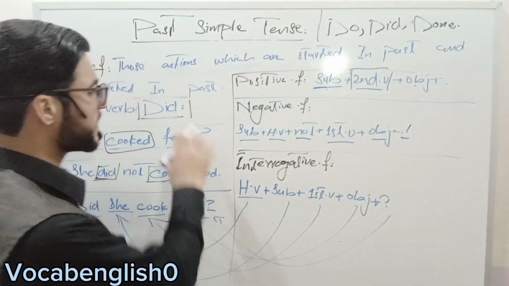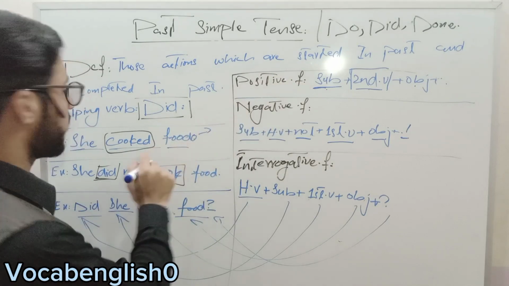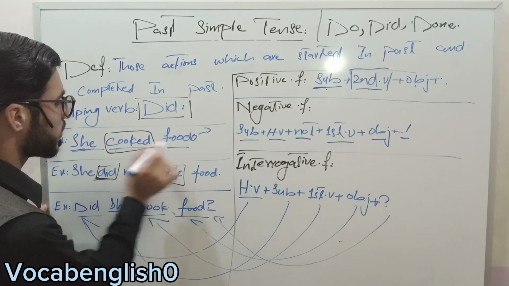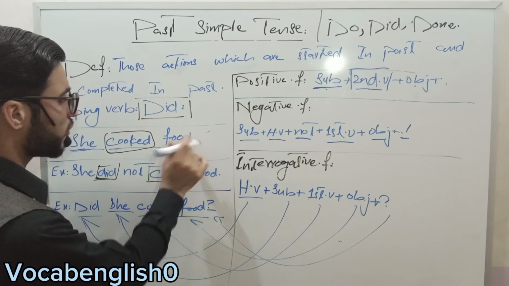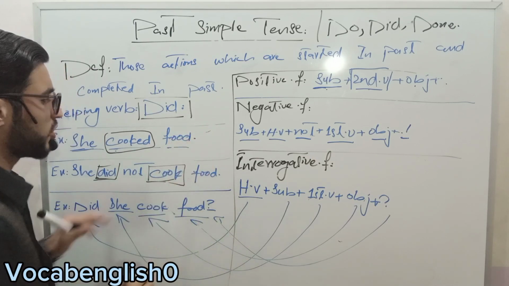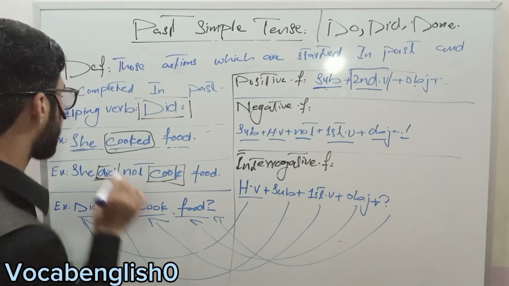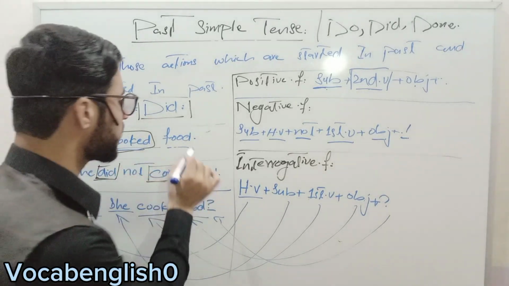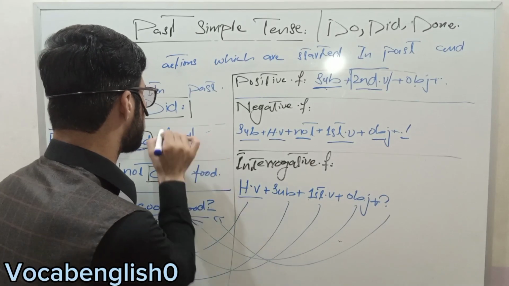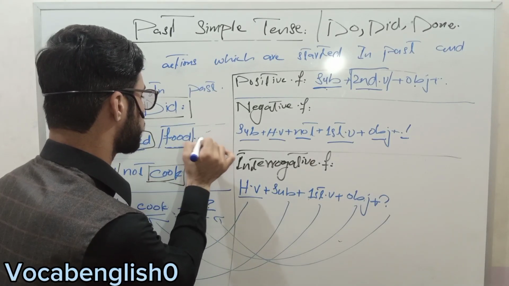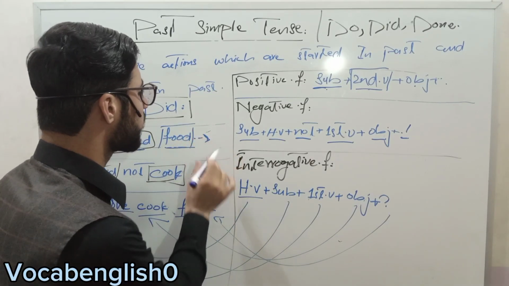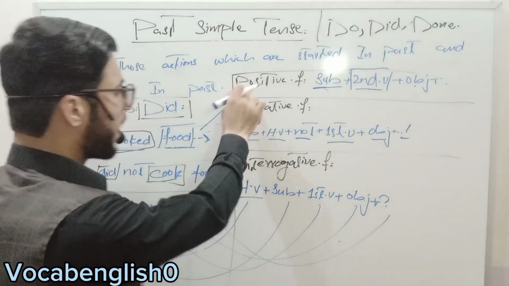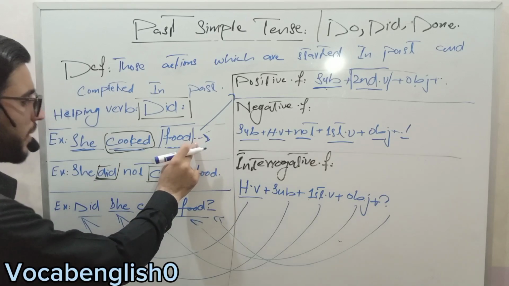Now it is the formula, and then come to the example. Now what is the positive example? She cooked food. Full stop. Now she is our subject, cooked is our second form verb. After that the object is there, then full stop. Now this is the positive formula and positive example.